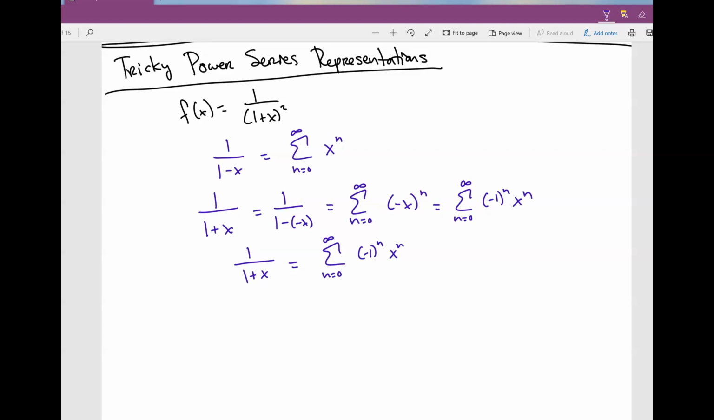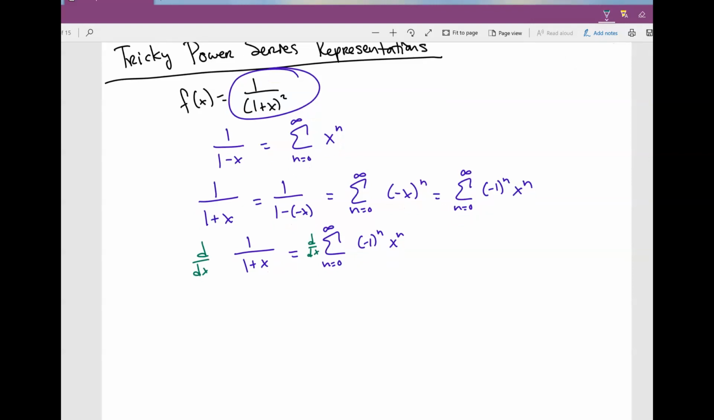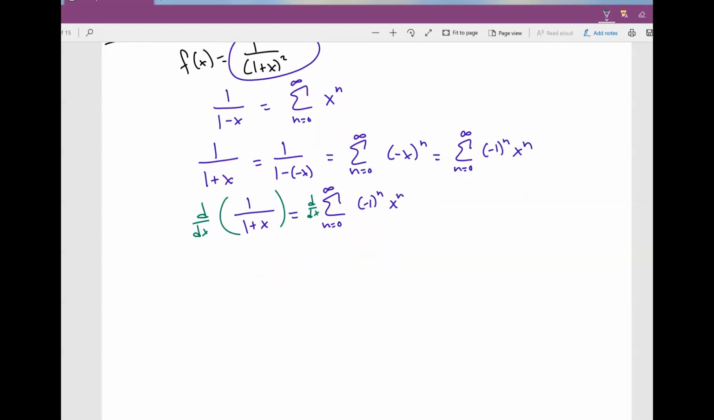So now, how am I going to get from here to here? Well, this is where the trick comes in. What I'm going to do is take the derivative of both sides. If I want to take the derivative of this, I can always write it as d over dx of 1 plus x to the negative 1. The derivative of this thing, d over dx, is just taking the derivative of x to the power of n. So summation n equals 0 to infinity, negative 1 to the n. Take the derivative of this guy, bring in the n, x to the n minus 1.